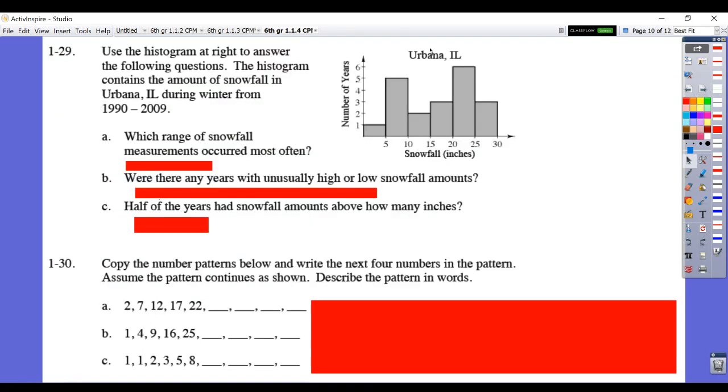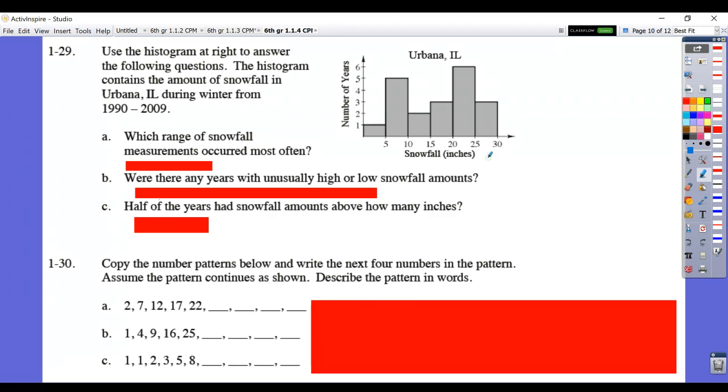For 129, you're looking at this histogram, which shows the amount of snowfall in Urbana, Illinois during winters from 1990 to 2009. So what they're saying is, between 0 and 5 inches of snowfall happened in 1 year. Okay. Between 5 and 10 inches happened in 5 years. Between 10 and 15 inches happened over 2 years. Okay, so that's what you're looking at and reading.